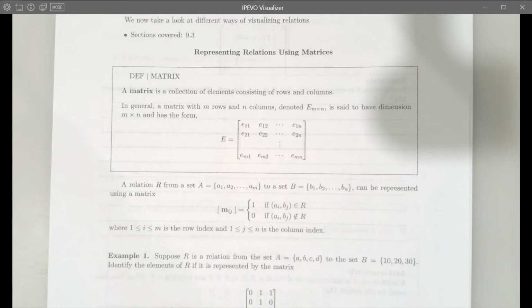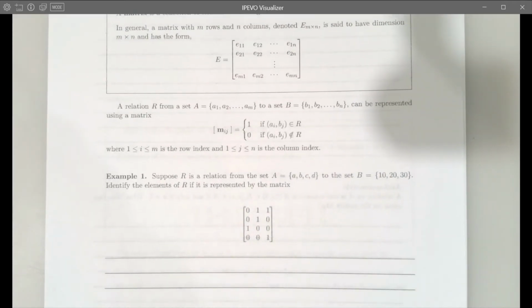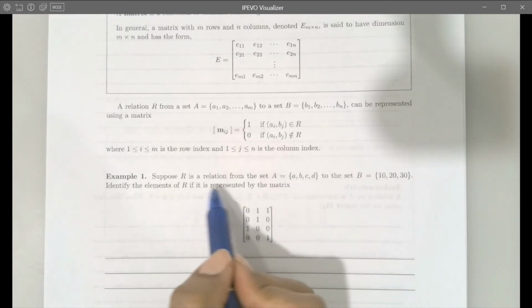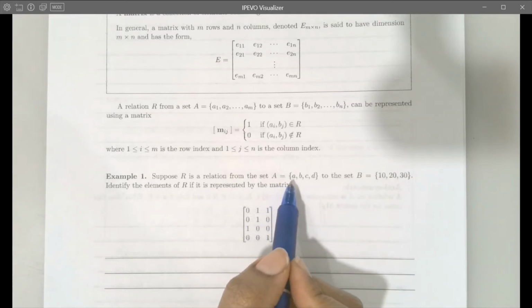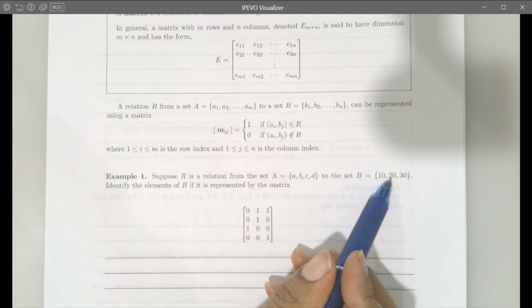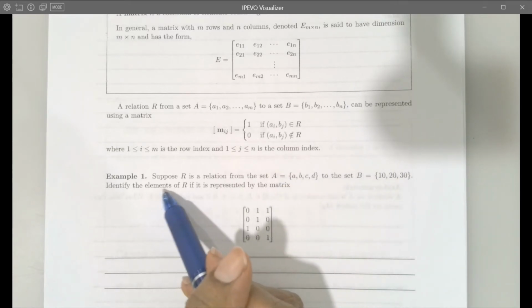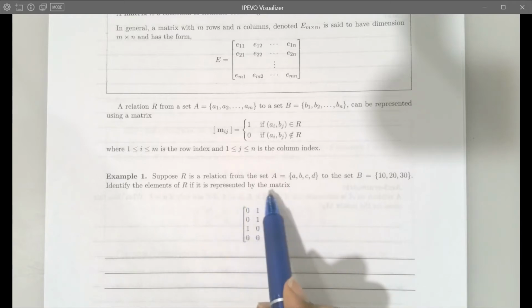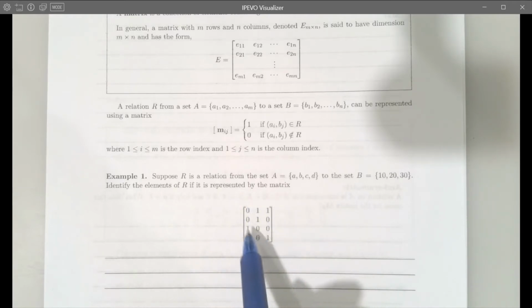Okay. So let's try to exemplify that definition with this example here. Suppose that R is a relation from the set of inputs A, B, C, D to the set of outputs 10, 20, and 30. Identify the elements of the relation R if it's being represented by this matrix.